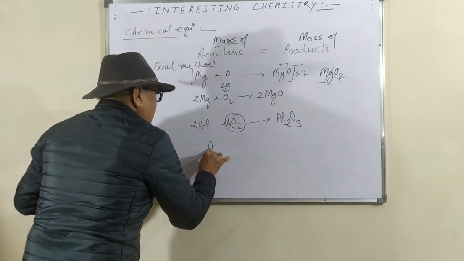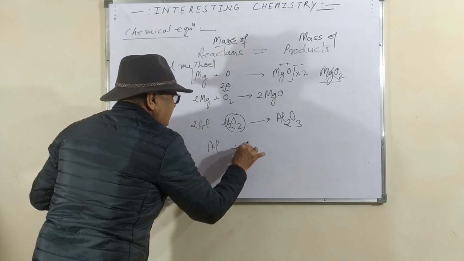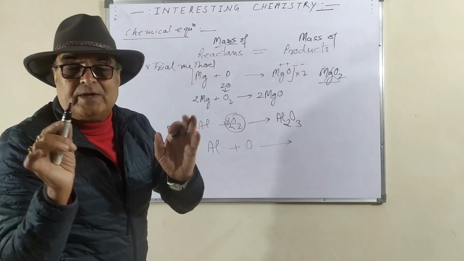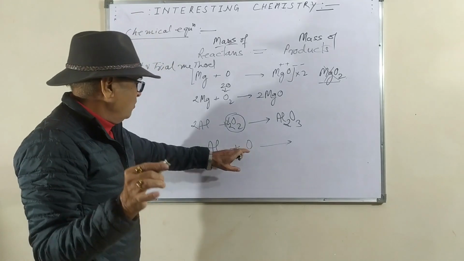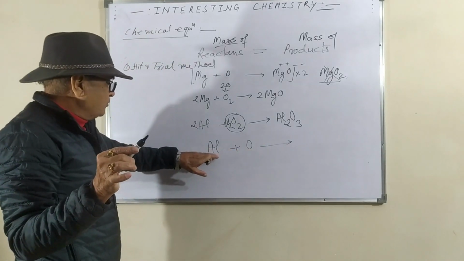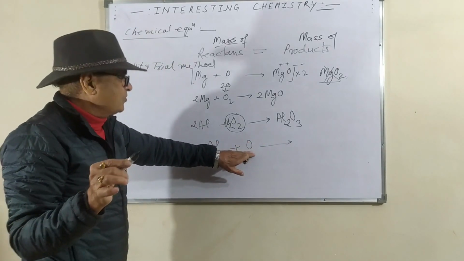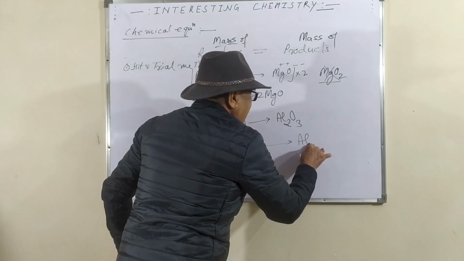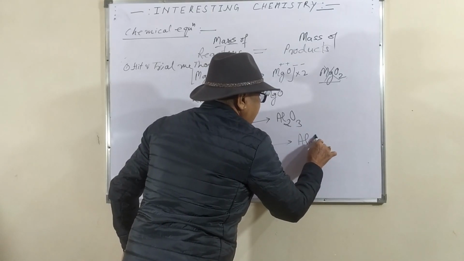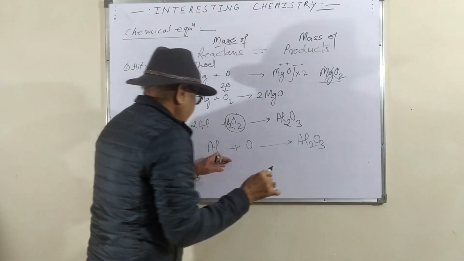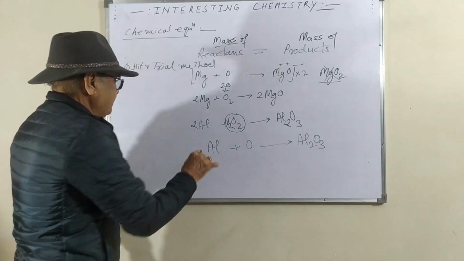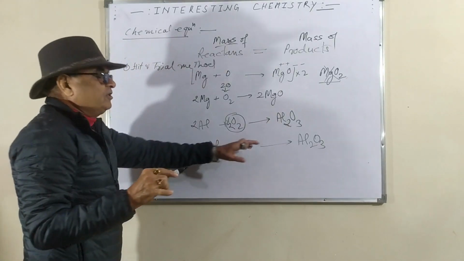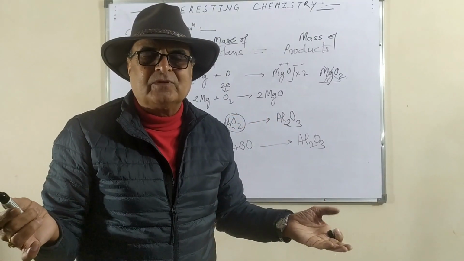First you write aluminium and oxygen. To make you understand, I am writing O here. Suppose this is aluminium, this is oxygen. So here you will write Al2O3. This is Al2, so here 2Al and 3O. This is the balanced equation.